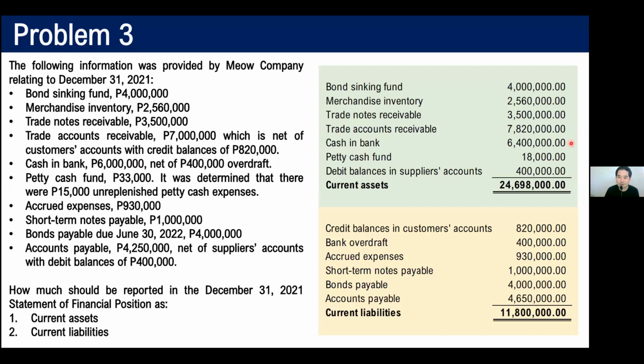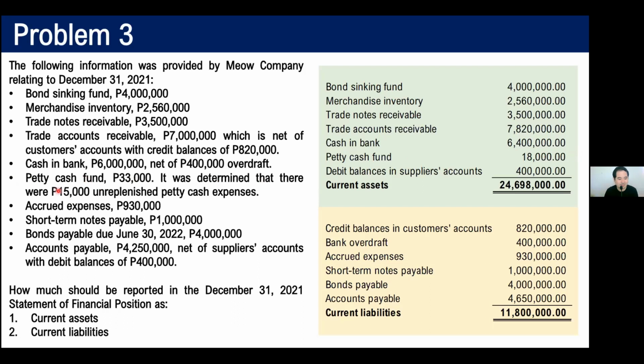6,400,000, pero yung bank overdraft, ilagay mo po sa current liability, bank overdraft, 400,000. May petty cash fund ka daw pong 33,000 pero may 15,000 unreplenished petty cash expenses. So before the year end o yung mismong year end, syempre naman, adjust mo na. Okay? Para ma-record na ng tama yung expenses. 33 minus 15, petty cash fund, 18,000.